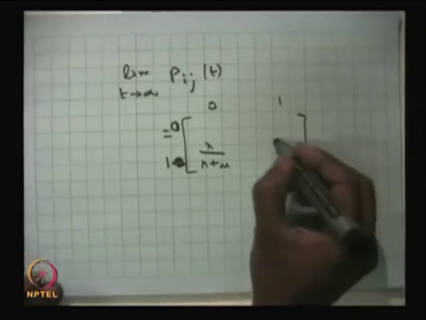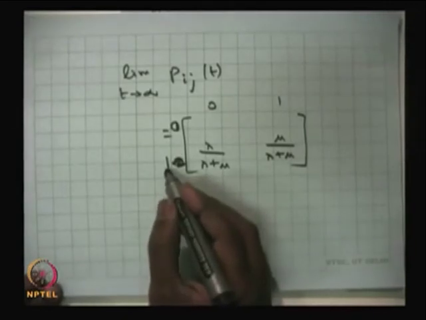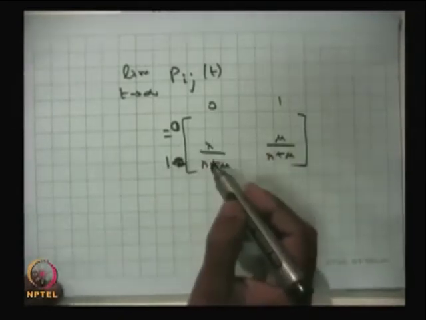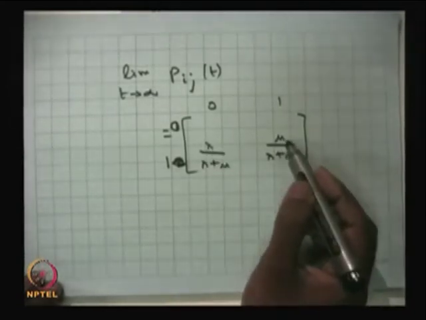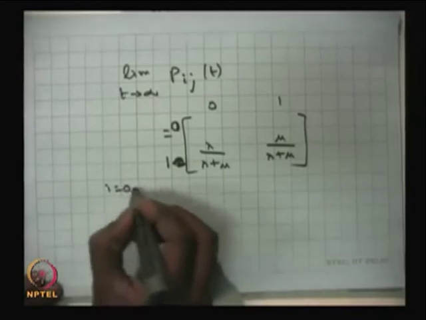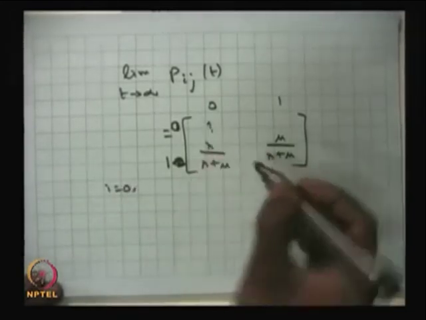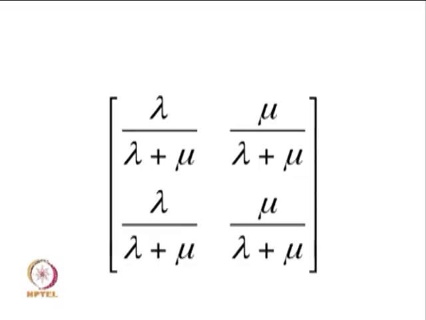and mu divided by lambda plus mu. So, if the system starts from state 1, as t tends to infinity the system will be in state 0 with probability lambda divided by lambda plus mu, and in state 1 with probability mu divided by lambda plus mu. Similarly, if you go for i equal to 0, you will get the same derivation, and you can fill in the elements here. This is the limiting distribution probability matrix, and you see that the rows are identical. You will have the same identical rows in this row also.